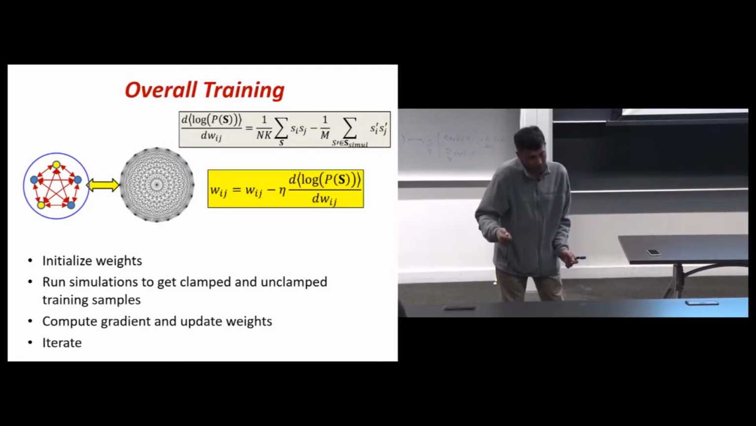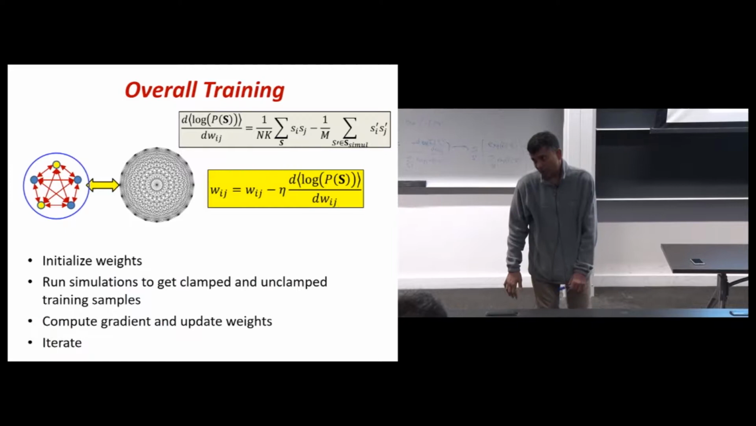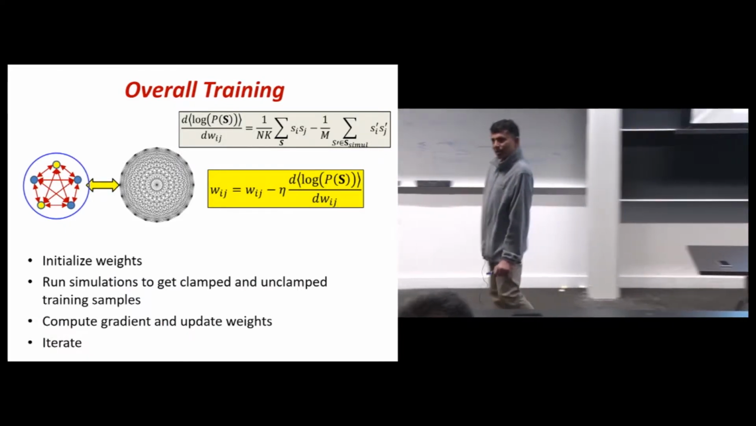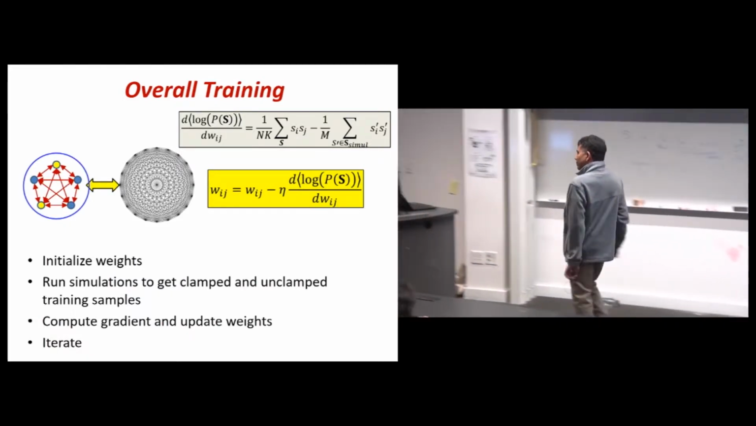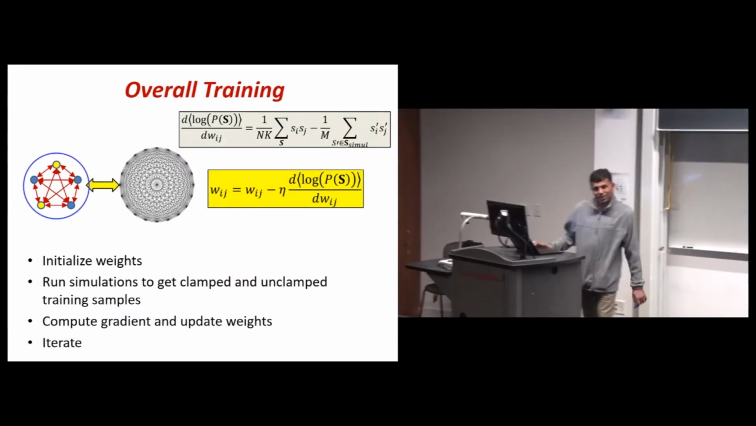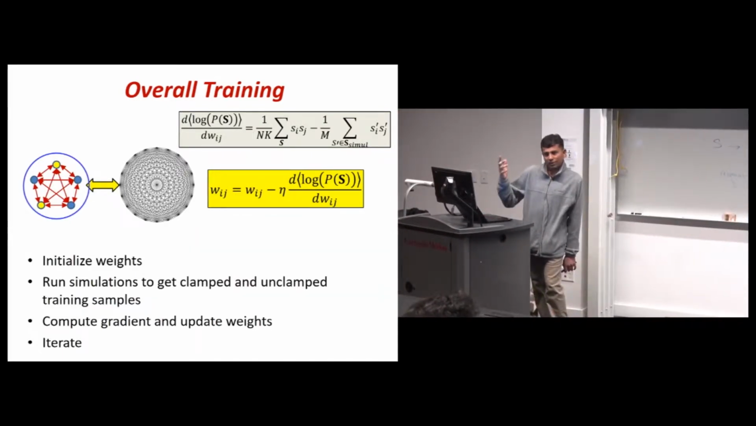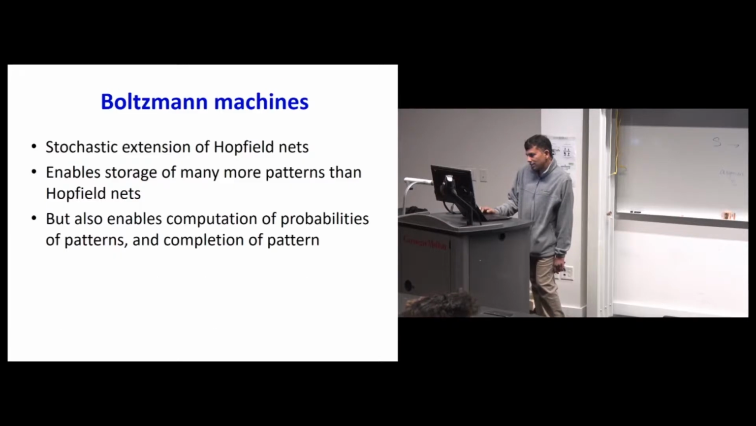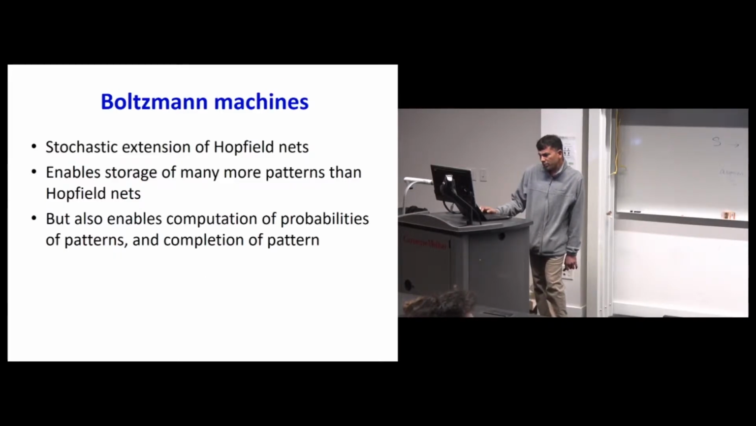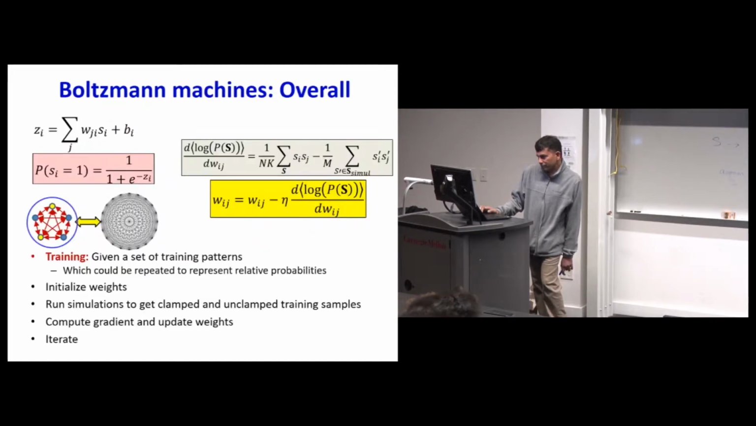You're taking some training instances and you're trying to push down the stuff in the neighborhood, and it's somewhat counterintuitive, at least to me, right? So here's what we ended up with. Boltzmann machines are stochastic extensions of Hopfield networks, which enable storage of many more patterns than Hopfield nets, but also enable computation of probabilities of patterns and completion of patterns, right?